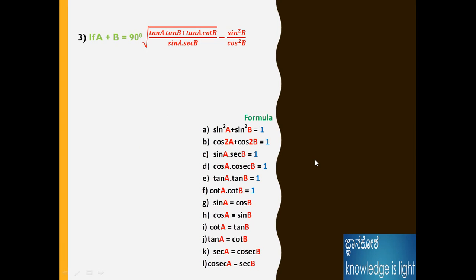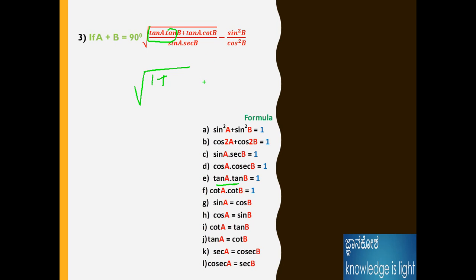By using this formula directly I can see tan A tan B is equal to 1. Understand? See friends, I'm taking the red ink one. Tan A tan B is nothing but 1 only. Here, where tan A tan B is, directly I have written 1. Okay, next I show 1 plus tan A cot B.